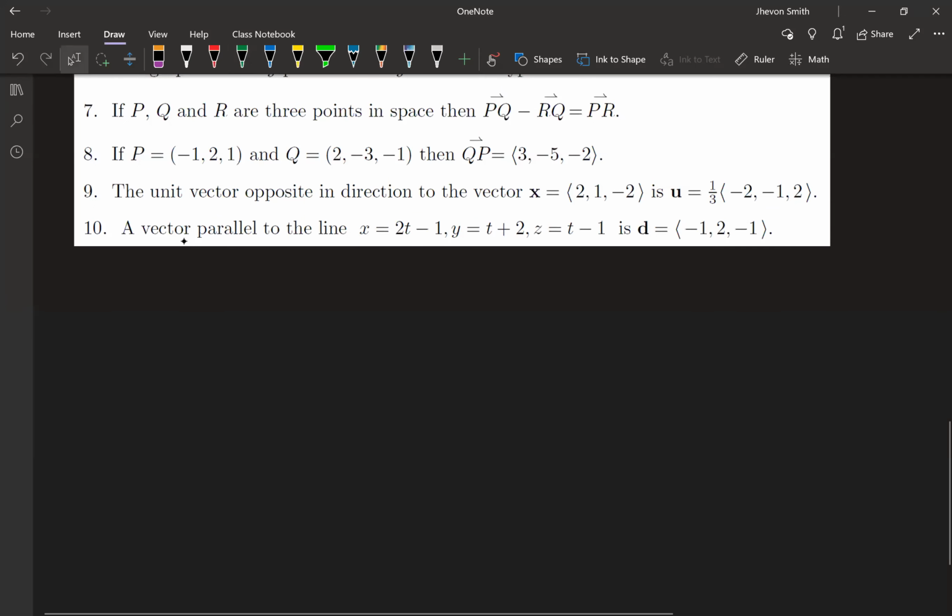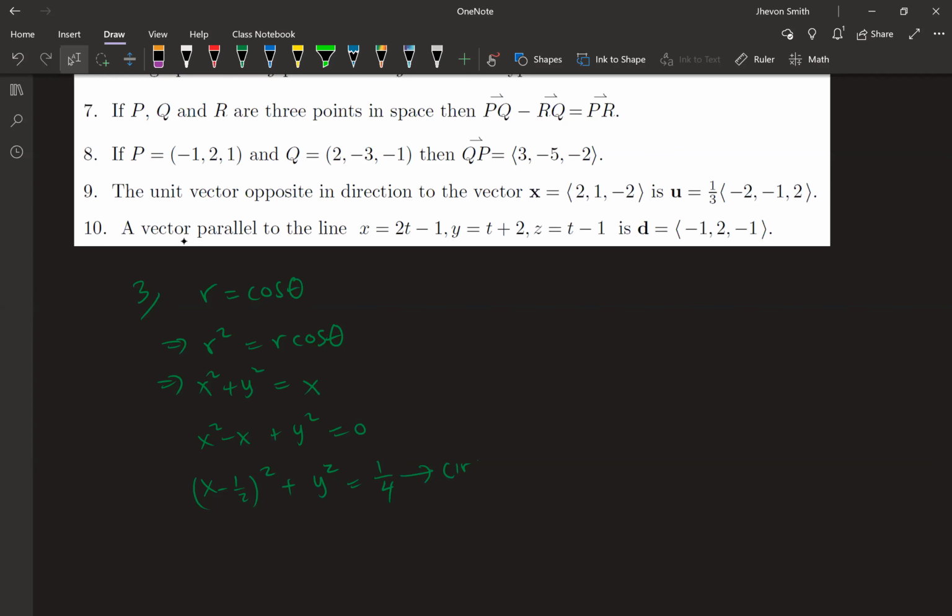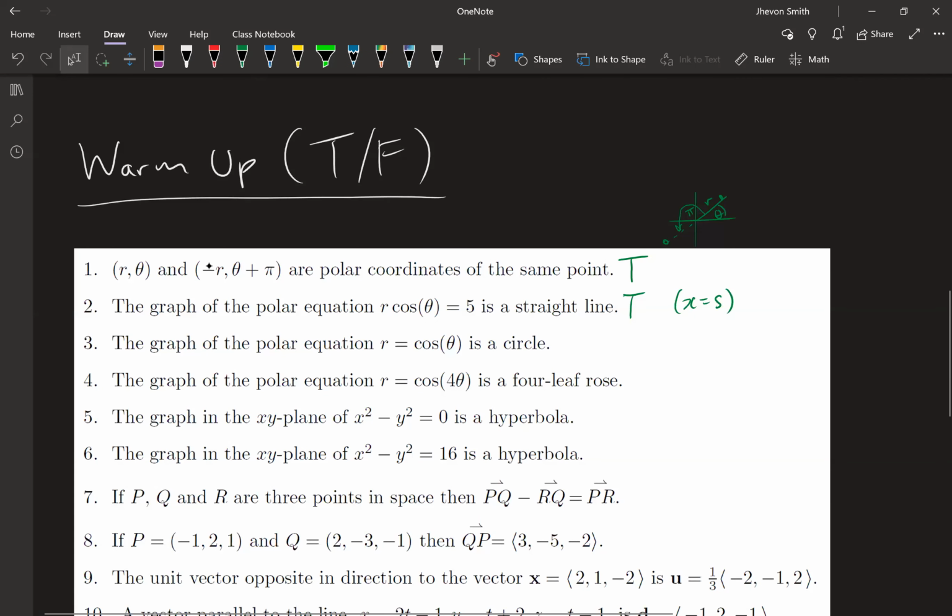Well, let's see. So let's look at 3. If I look at r equals cosine theta, here's a trick that we can do. Multiply both sides by r. R squared is x squared plus y squared. R cosine theta is actually x. So this is x squared minus x plus y squared equals 0. This is x minus a half squared plus y squared equals a quarter. That's a circle. True.